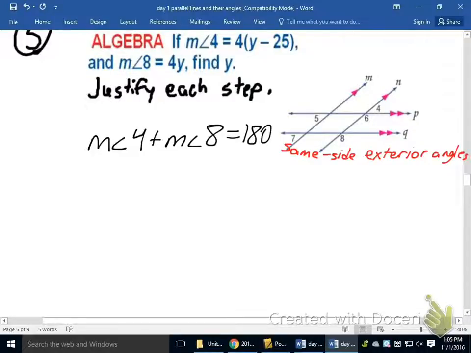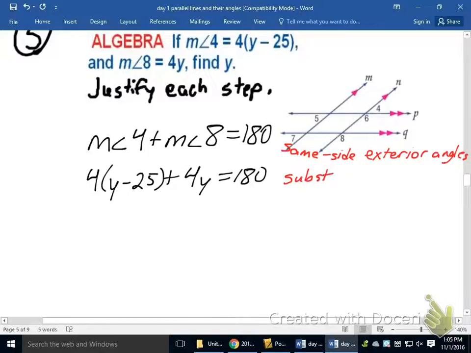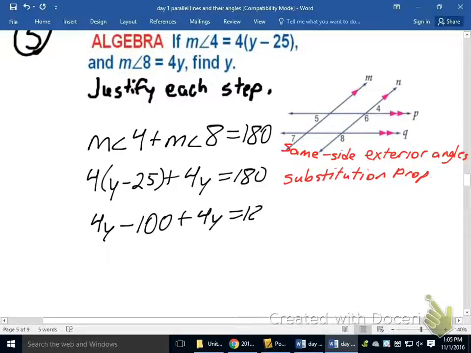Now we're going to move forward with the proof. I'm going to drop in what was given to me. I didn't write down what was given to me, but that's fine for how informal this is. 4 times (y minus 25) plus 4y equals 180. I just use the substitution property. And now I'm going to distribute. Hopefully you're on board with me there. So I distributed the 4 there. And that was the distributive property.